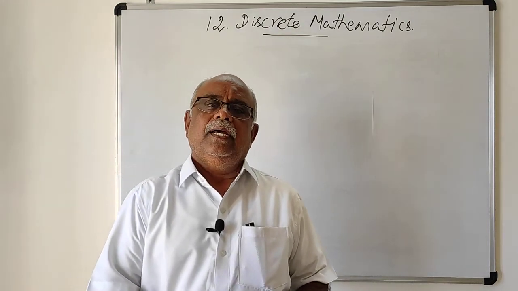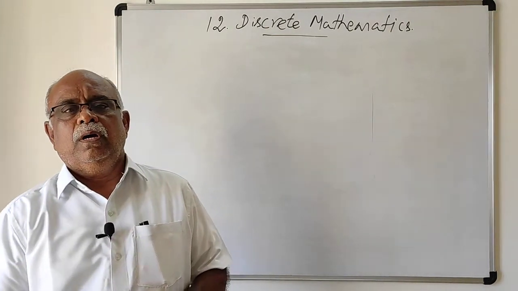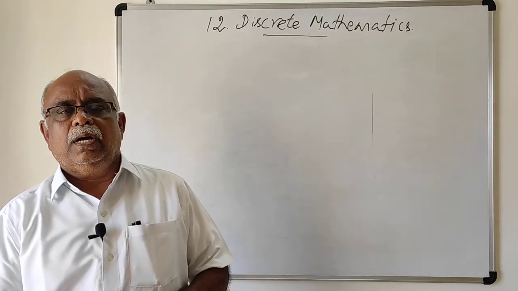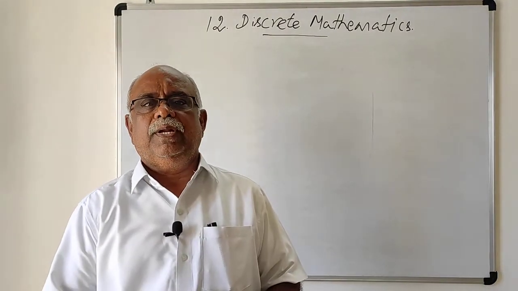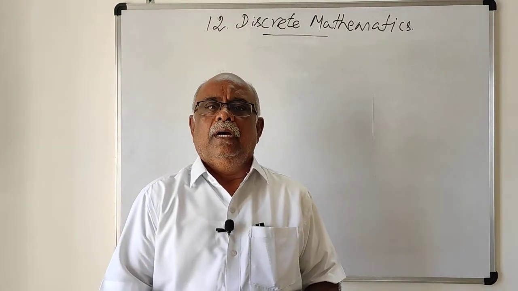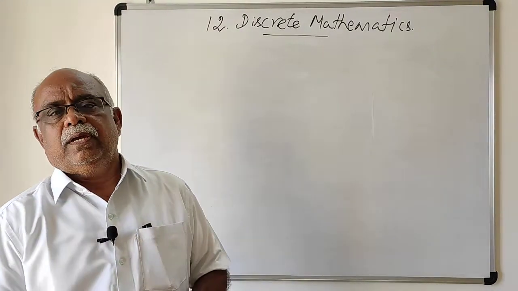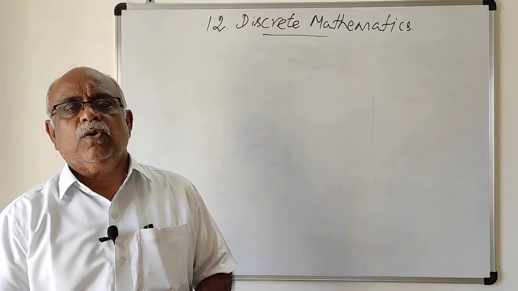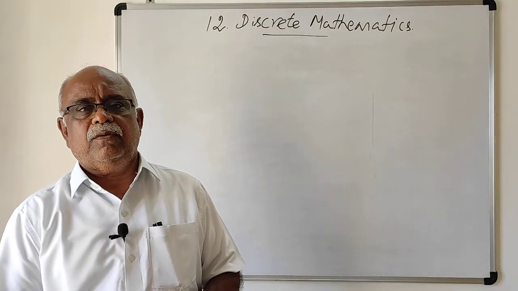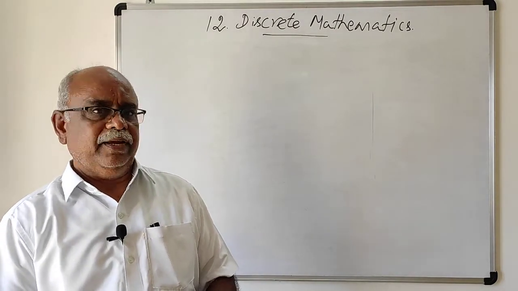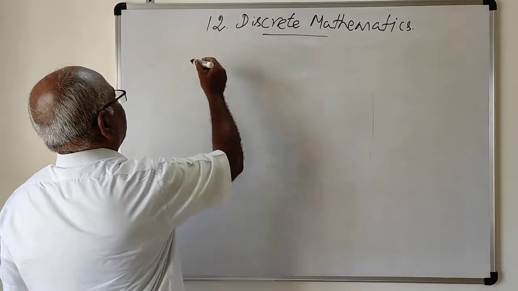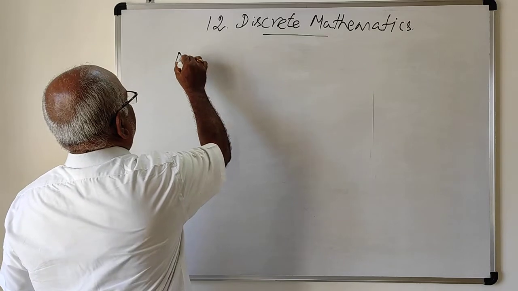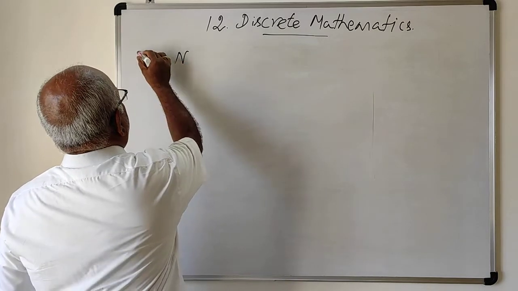My dear students, in the previous video, I started the topic of the 12th chapter in the second volume, Discrete Mathematics. I introduced the topic and gave the definition of binary operation, and with an example I defined it. And in the previous video, I explained it in the set of integers.